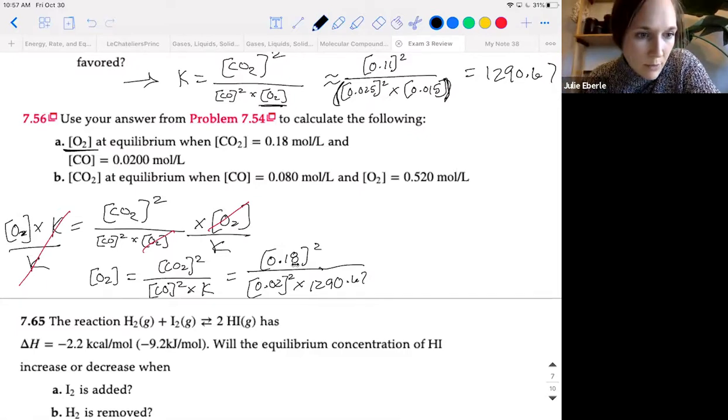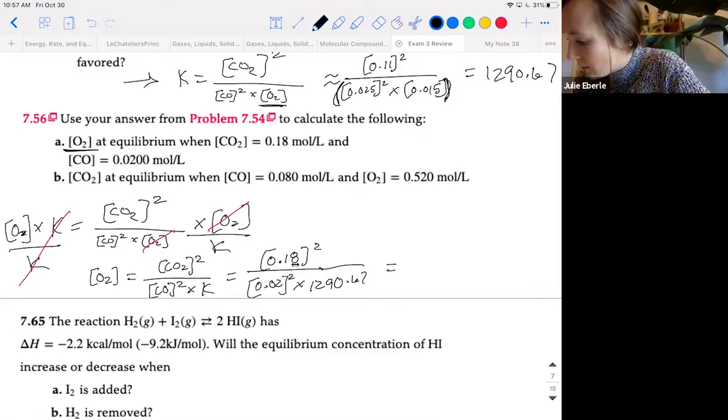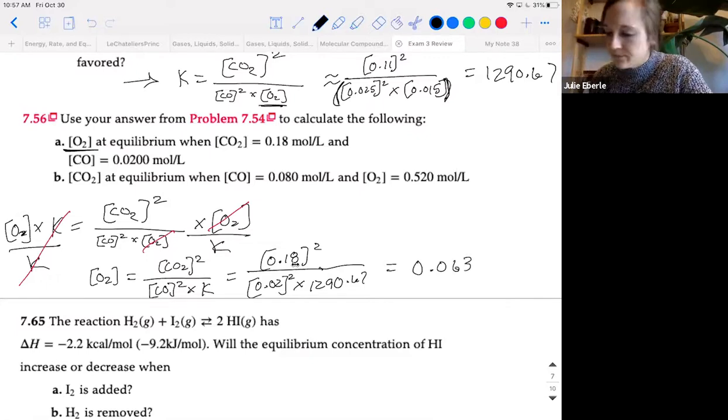Jenna said she got 0.063. Abby got 0.063 as well. So looks like that is the common answer here. Again, make sure you do these things all in parentheses if you put it all into your calculator at one time.